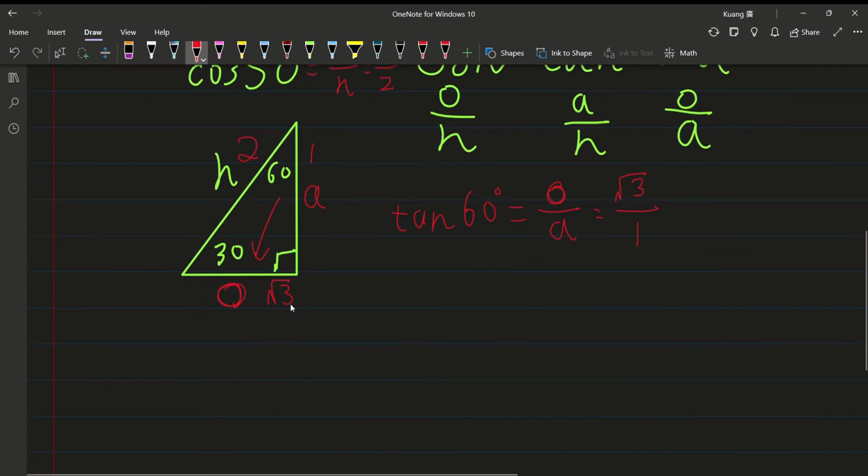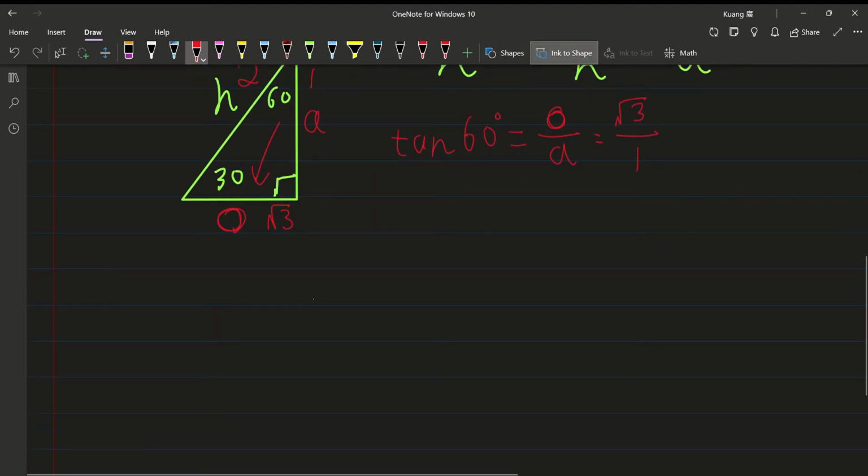Another special right triangle is the 45, 45, and 90 degree triangle. So the ratio is 1 to 1 because it's isosceles. The two sides have equal length, so the ratio is 1 to 1, and the hypotenuse is √2.